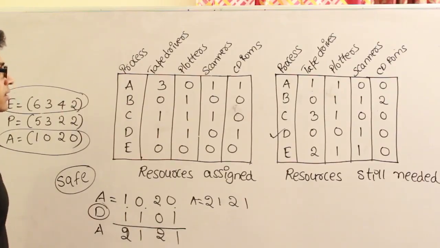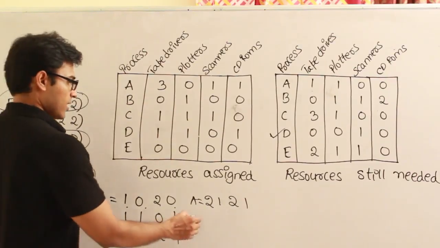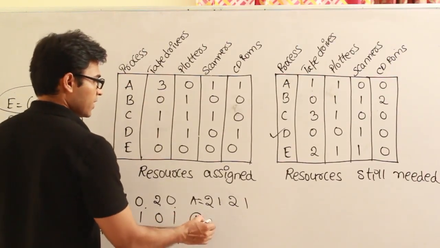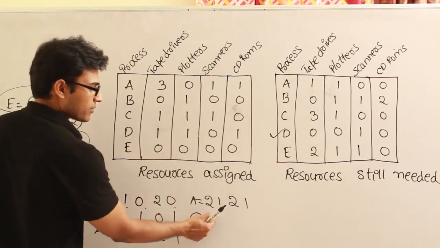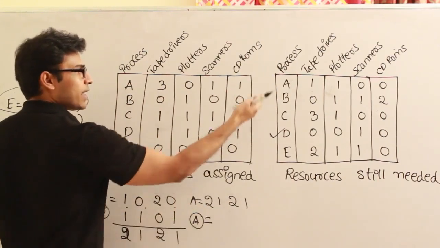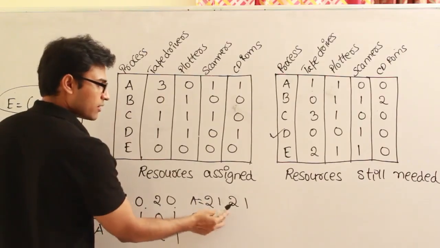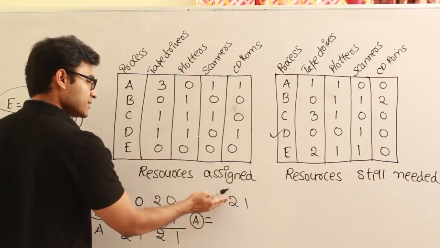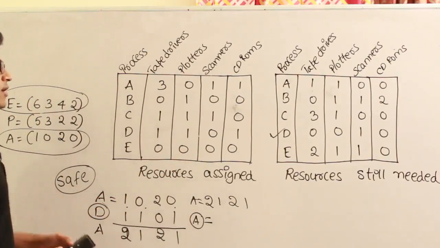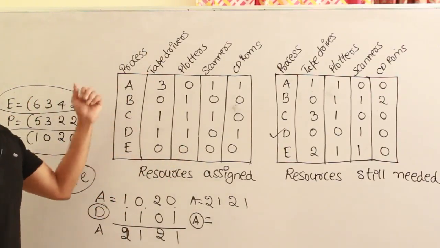Yes, A can clearly be satisfied, right? Therefore, I am going to satisfy the need of A. If I satisfy the need of A, which means I'll take one from here and one from here and give it to this, and again it will give me back that one and one. Therefore, this remains the same, right? I need not change it. As well as it will even release whatever resources it was holding earlier, right?